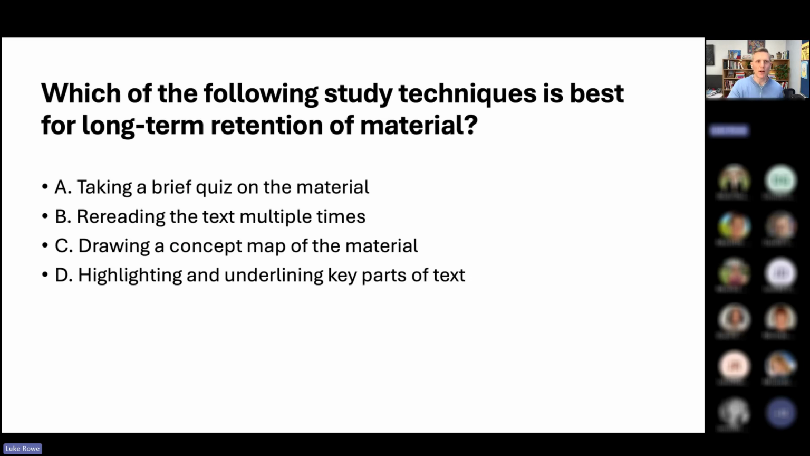So let's talk about retrieval practice. But before we do, I've got a quick quiz for you because I know how much you love them. I want you to answer the question there. It says, which of the following study techniques is best for long-term retention of material?